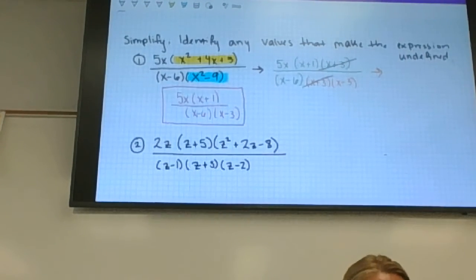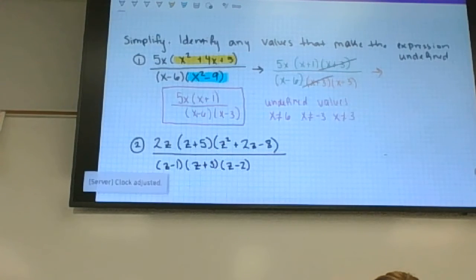But we do have to do undefined. And you might read, find excluded values or undefined values. x can't be 6, x can't be -3, and x can't be 3 because they create zeros in denominators. Mathematicians don't like it.